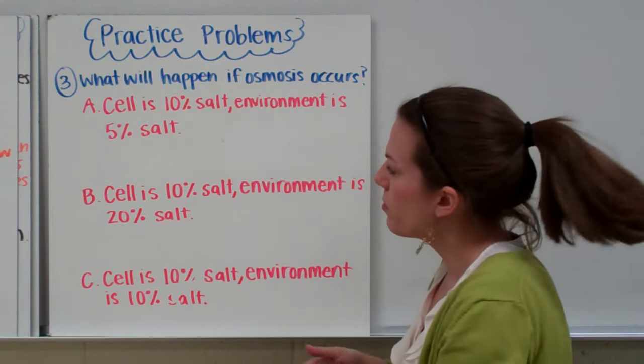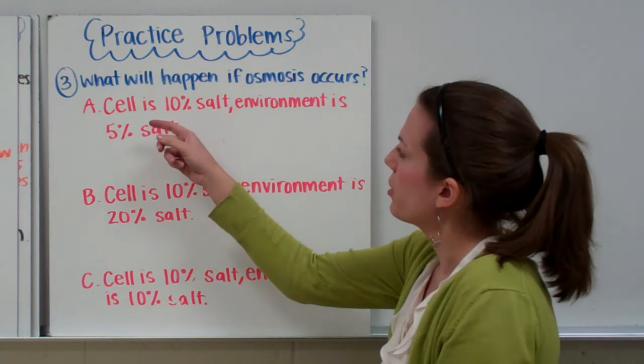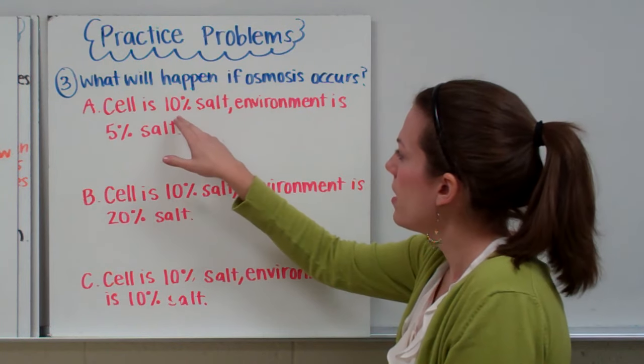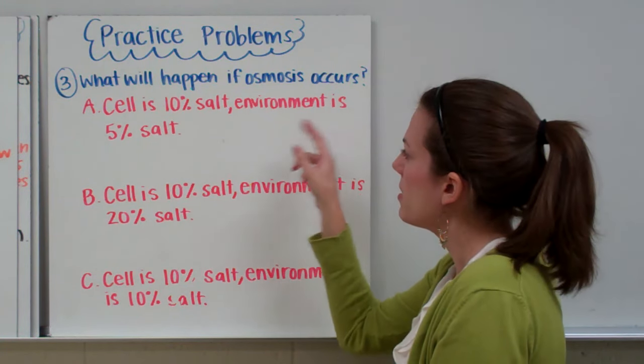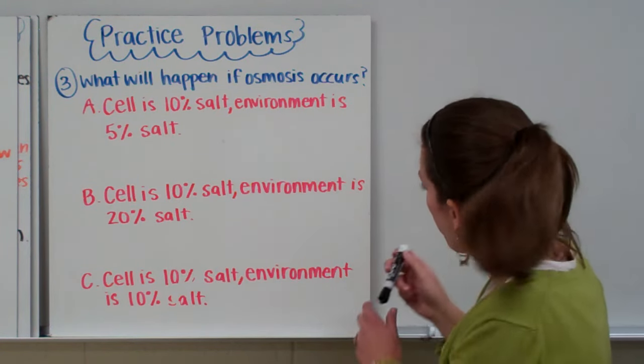All right, now for some more practice problems. What will happen if osmosis occurs? We have a cell that is 10% salt, and the environment is 5% salt. So when you're solving these problems, you always want to draw them out.